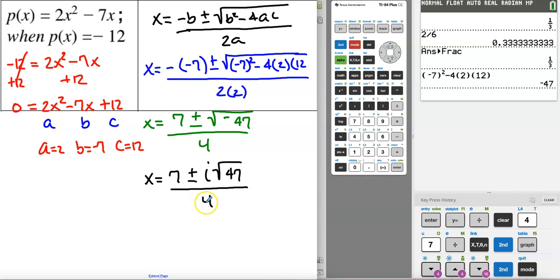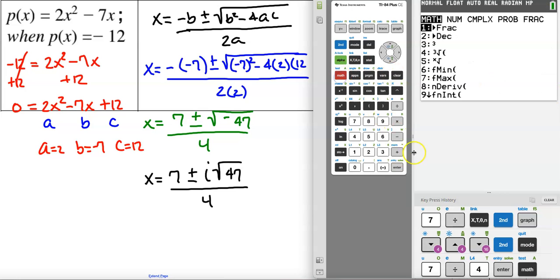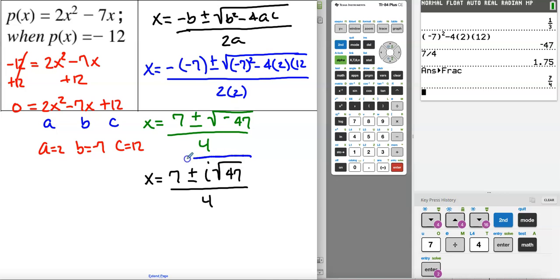And so this time, since 4 can't go into 7 and this evenly, and 7 over 4 can't even be simplified, you can plug it into your calculator. 7 divided by 4, look, you get 1.75. But when I turn that back into a fraction, it just gives me 7 over 4. So this is as far as I can go. So this would be my two solutions. So x is equal to 7 plus i times the square root of 47 divided by 4, and x is equal to 7 minus i times the square root of 47 divided by 4. And that's basically my solutions.